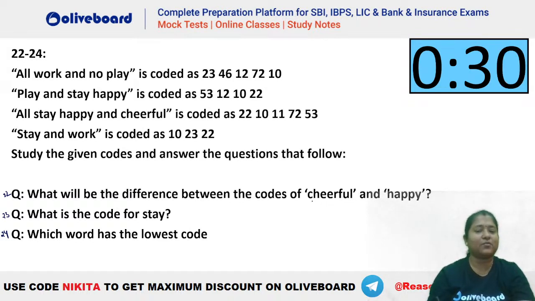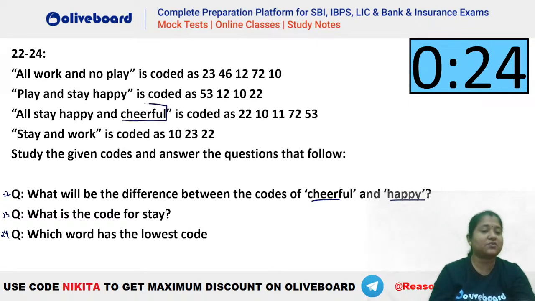Chalo, let's find, right? What is the difference between cheerful and happy is the question. Okay. So where do we see cheerful? You can see cheerful is only in this particular case, right? It's there only in the third statement. It's not anywhere else. And if you check, all is there in the first, stay is there in the second, happy is there in the second, and is there in the first. That means cheerful is an exclusive code.